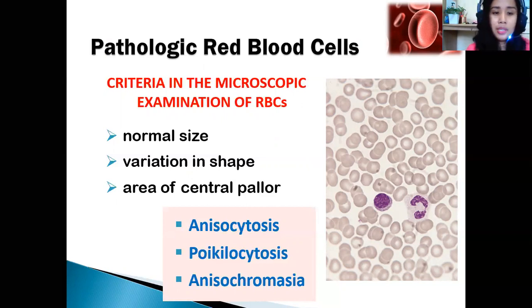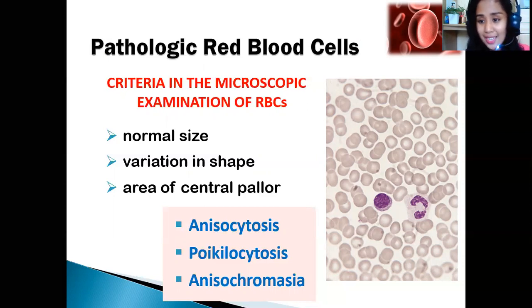Let's start. So, pathologic red blood cells. These are abnormal red blood cells. Our criteria in the microscopic, of course, the size. Is it big? Is it small? Variation in shape. So, when there's variation in shape, we call it poikilocytosis. If there's a variation on size, we call it anisocytosis.